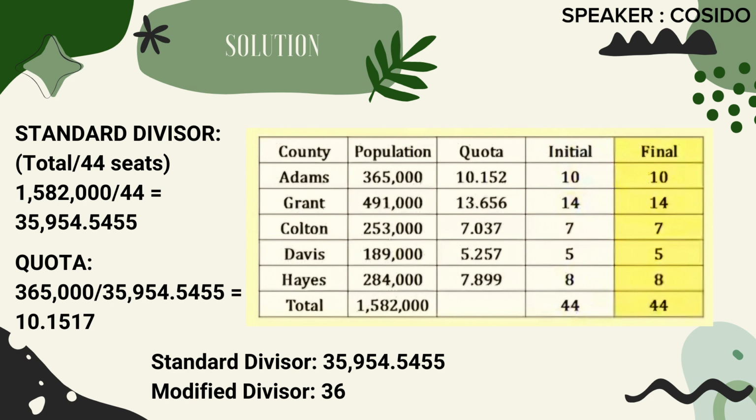In order to get the initial allocation, we just need to round the quota. Adam got 10, Grant got rounded up, so it's 14. Colton has 7, David got 5, Hayes also got rounded up, so it's 8. Then we total all of it. 10 plus 14 is equal to 24, plus 7 is equal to 31, plus 5 is equal to 36, plus 8 is equal to 44. So we got 44, the number of seats that we have to apportion. So our initial allocation is also our final apportionment.